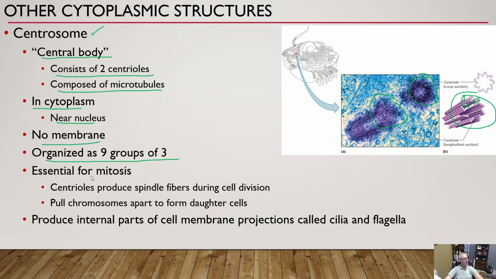And when we talk about mitosis, that's what these centrosomes are going to be used for. They're going to move to opposite sides of the cell. They're going to produce these spindle fiber things, and they're going to pull chromosomes apart for mitosis. But we'll get to that later on.